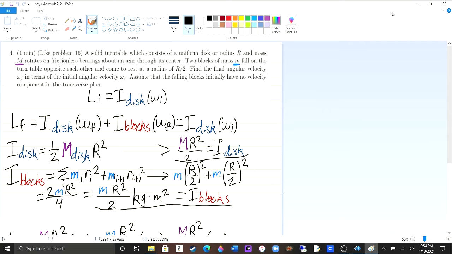Hi, this is Adam Griffin with the second video for this week, and we're going to be doing problem 4, which deals with conservation of angular momentum, as well as inertia.